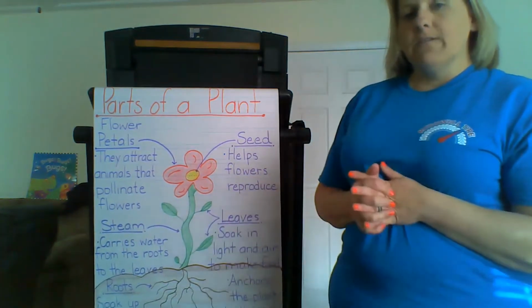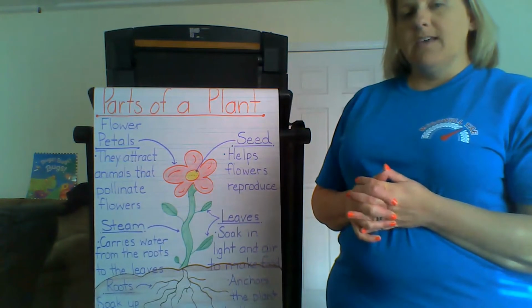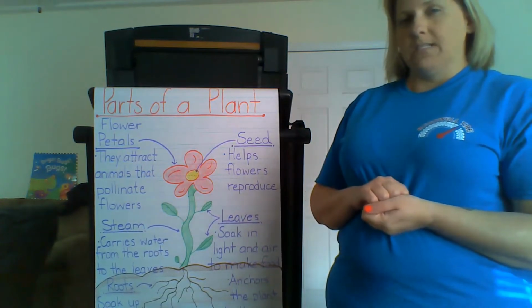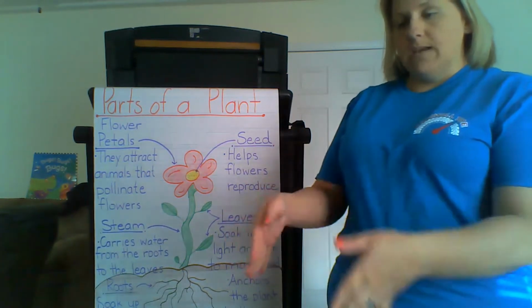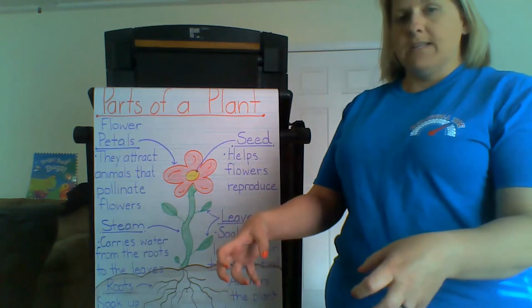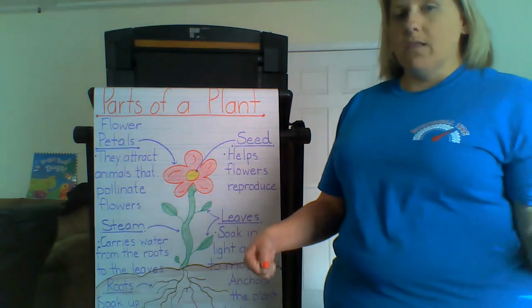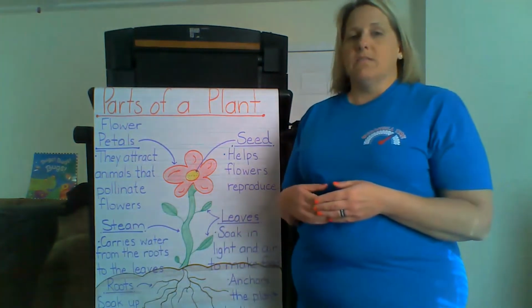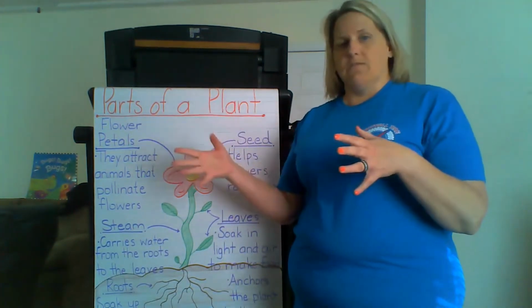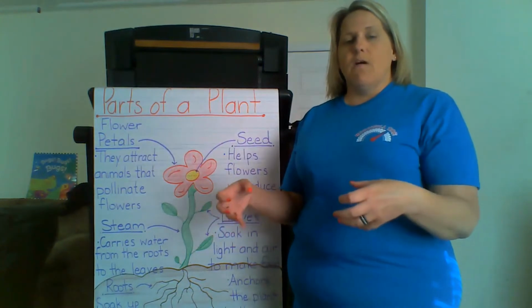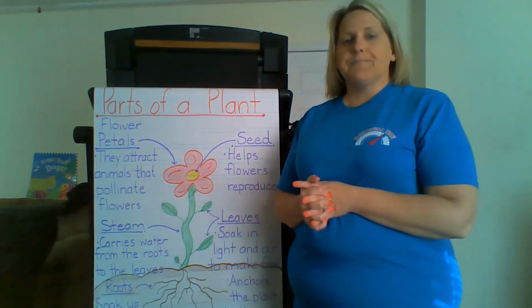The roots also have another important job. They help anchor the flower into the ground. They grow down into the dirt and they grab on and hold on, so that way they don't fall over, and the trees don't fall over, because those roots help hold them into the ground.